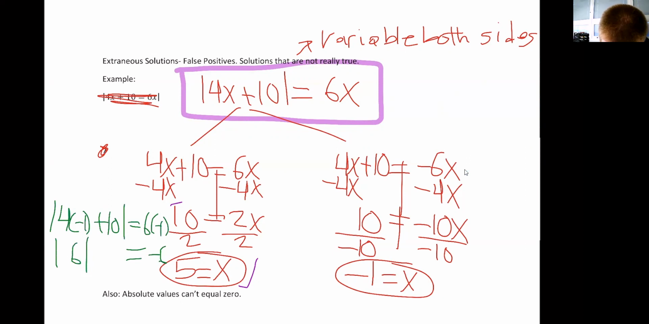Is the absolute value of 6 equal to negative 6? No, that's not true. The absolute value of 6 would be 6. So this is not a solution. It's called an extraneous solution. So if that happens, it's just not an answer.